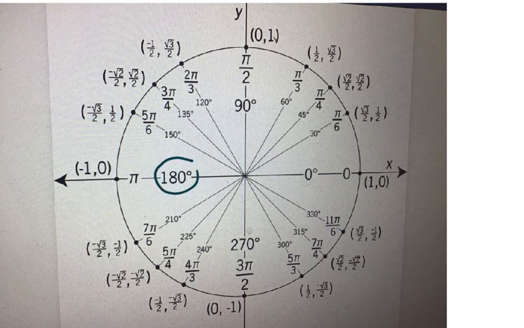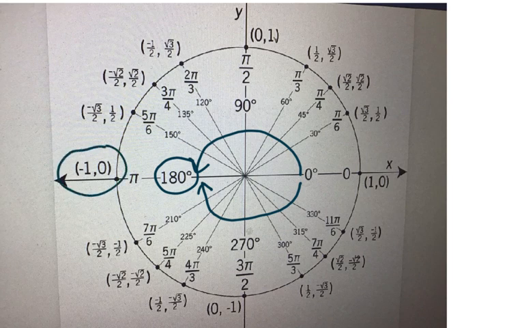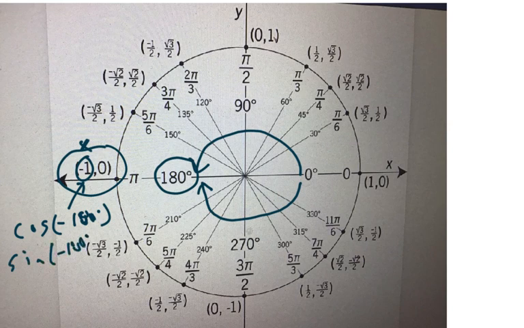Notice at 180, remember 180 would be this way, negative 180 like problem 1, you just go 180 in a clockwise direction. Notice you still get to the same point here. You see the cosine of negative 180 therefore is negative 1 because remember cosine goes with x. If you were asked the sine of negative 180 degrees, then you would say 0, right? Because sine goes with y. So hopefully you kind of remember cosine is x, sine is y on this unit circle.